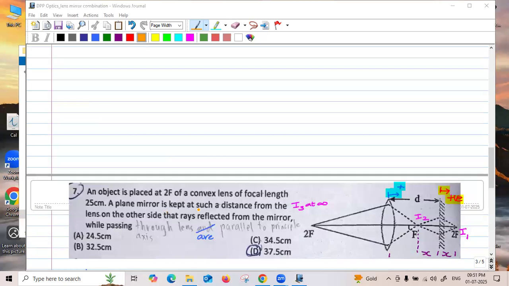The plane mirror is kept at such a distance from the lens on the other side that the rays reflected from the mirror, while passing through the lens, are parallel to the principal axis. So the light is going like this. After passing through the lens, it will form an image.